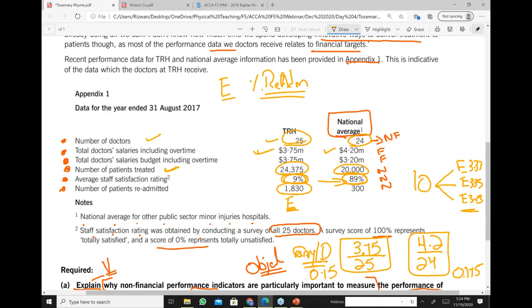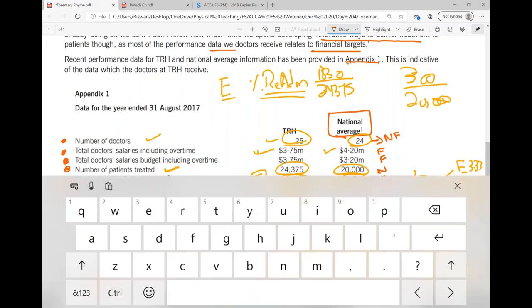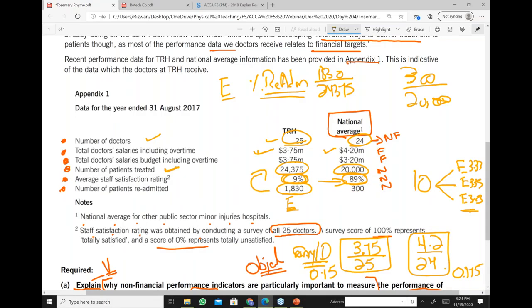1,830 patients were readmitted out of 24,375. Okay. Whereas for the competitor or national, 300 readmitted out of 20,000. Right. So let's quickly work out and jump to the conclusion, and then we're all set to move towards transfer pricing. Exciting transfer pricing.